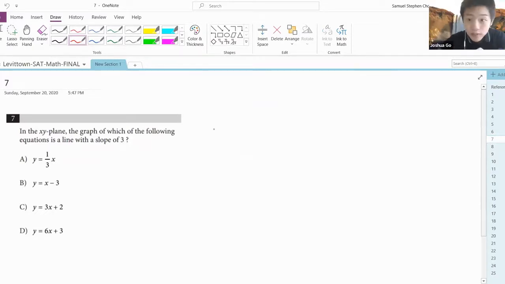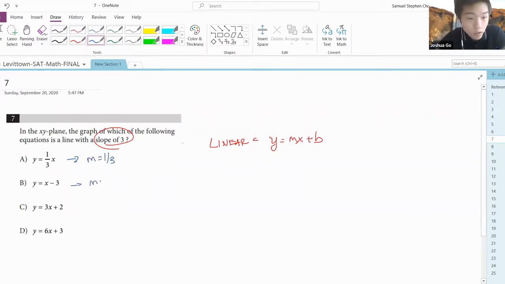Question 7 asks, in the xy plane, the graph of which of the following equations is a line with a slope of 3? So we know that linear equations are in the form y equals mx plus b. And we can take a quick look at each one of the answer choices and just identify what their slopes are. A has a slope of 1/3.